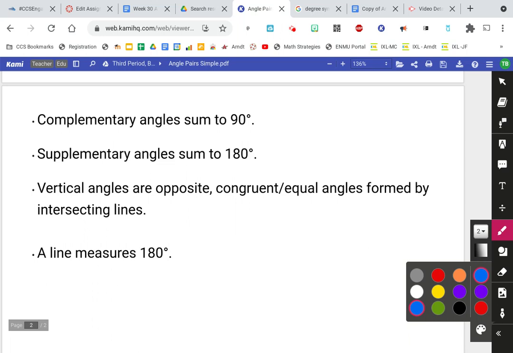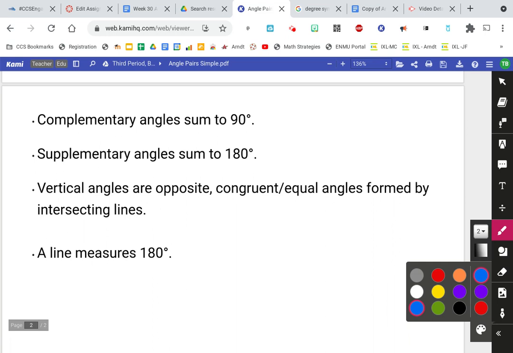So this week we have been learning about angles and you have been doing some work with angle pairs. Well, today we get to put all that information together to find the measures of angles within figures. So here's a quick review.